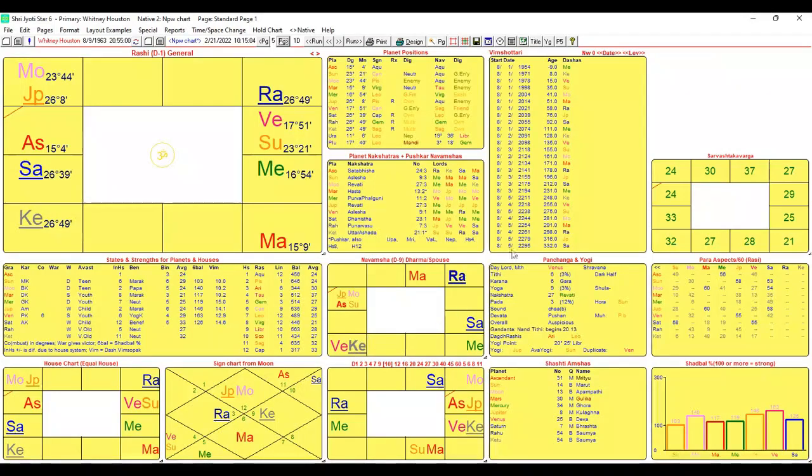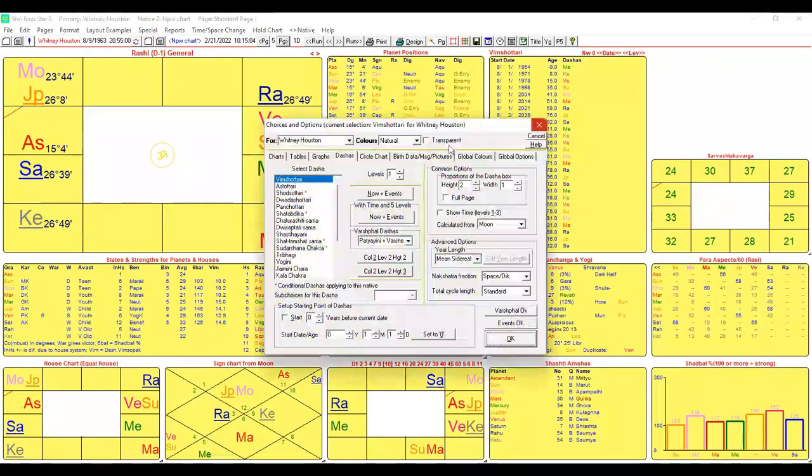If we look at the next Mahadasha, we'll look at another Mahadasha, we'll look at Shat.